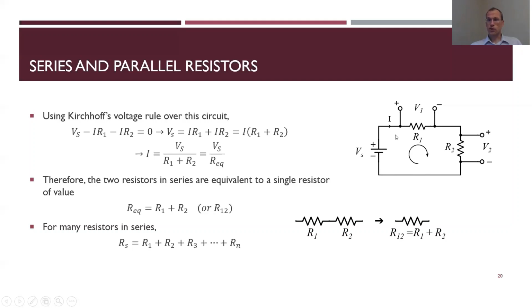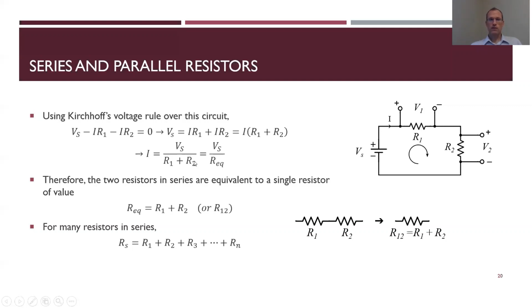So Kirchhoff's voltage law: Vs, negative to positive, minus I times R1, that's V1, minus I times R2, that's V2. That loop rule has that add up to 0. Solve that for Vs. So Vs is I times R1 plus I times R2, or I times (R1 plus R2). Another way I can write that is in terms of my current: solve for current, I equals Vs over (R1 plus R2).